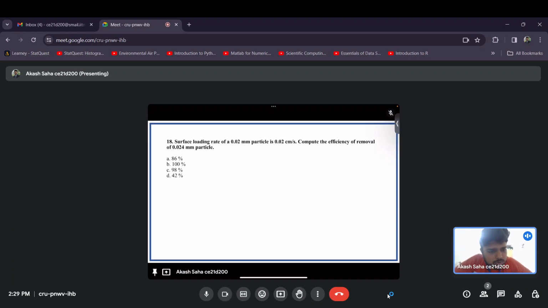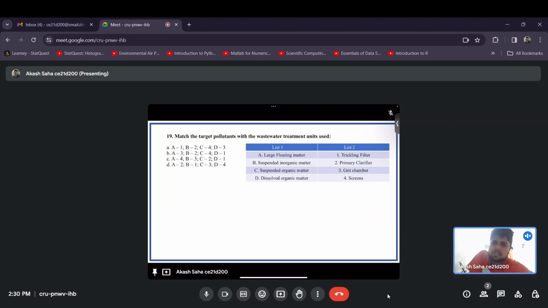I think we don't have to calculate anything here. All the options can be misleading, but there is no calculation required, since my given particle size is more than the size for which the surface loading rate is calculated. So obviously it will be removed 100%. All the particles having size more than the size of the particle for which the surface overflow rate is calculated are removed 100%. So 0.024 is more than 0.02, hence it will be removed 100%. There is no calculation required in this question. We'll move on to the next problem.